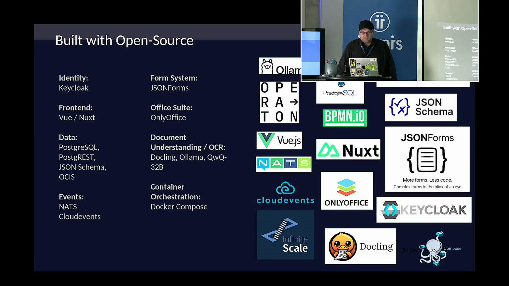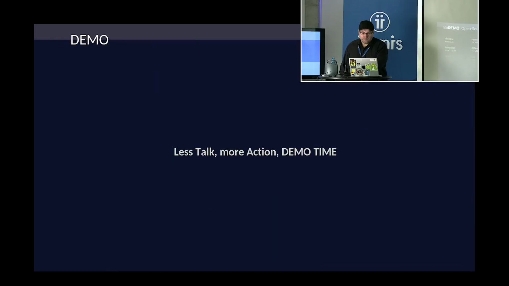For event broker, we use NATS. For forms, we use JSON Forms. As an office suite, we use OnlyOffice. For document understanding and OCR, we're using Docling, a very nice project, with Ollama, and we're running our own LLM models. And for container orchestration, we use Docker Compose.